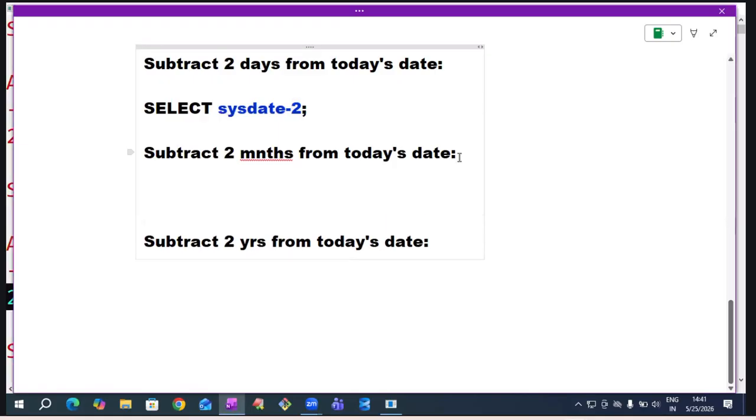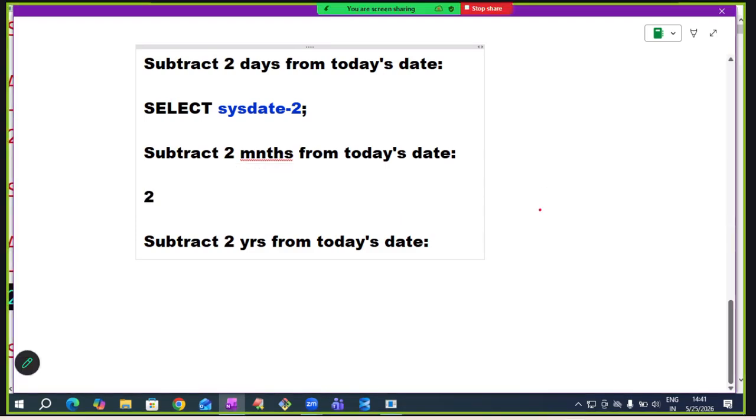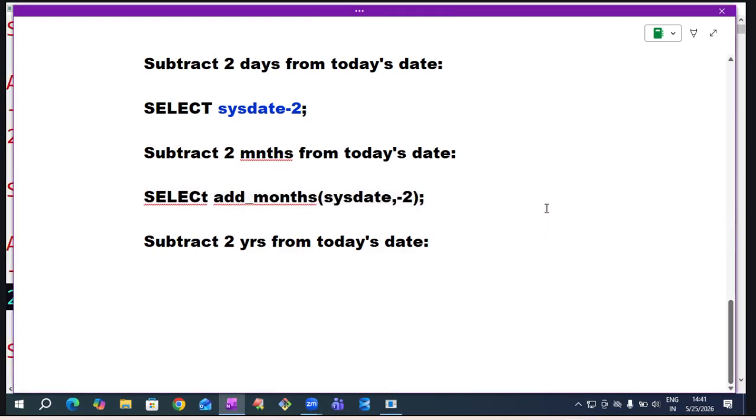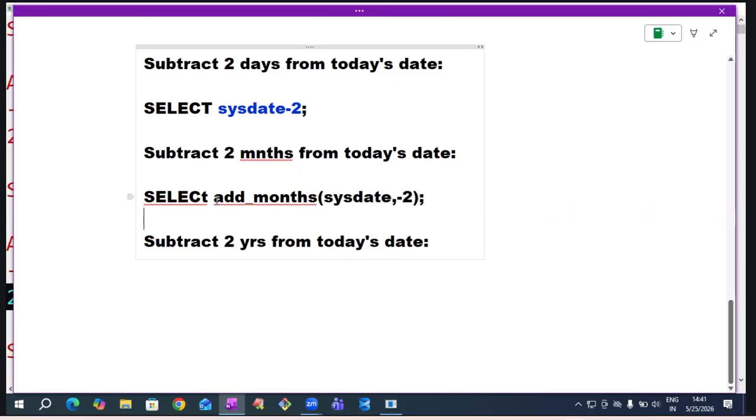In the same way, subtract 2 months. What we write? Select add_months of sysdate, comma, -2. 2 months ago date we get. Current month is fifth month. 2 months I'm subtracting, means I'm getting three. Third month means March. So 25th March we get.